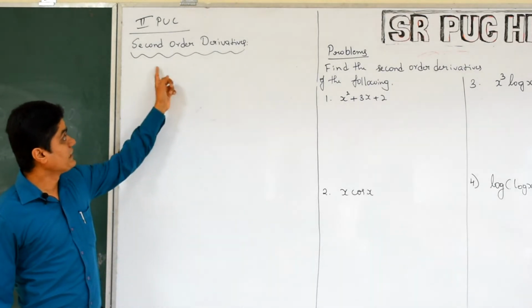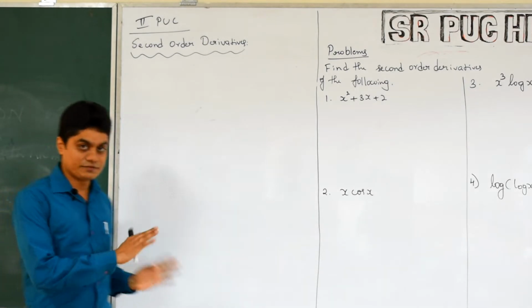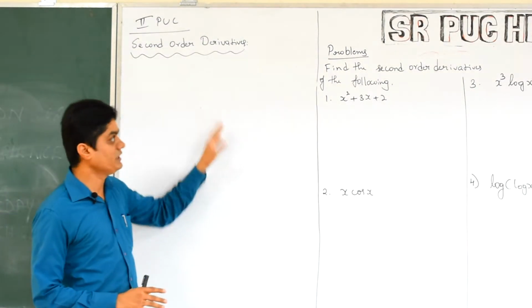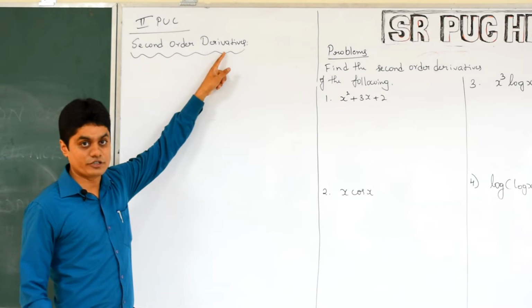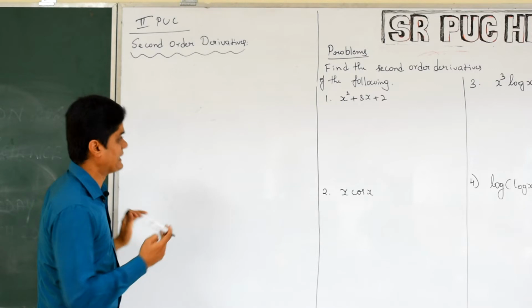Today we are going to take the last part of derivatives, which is called second order derivative. Whatever you learned in the first part, like first order derivative, is the same, but we are going to take one extra derivative for the given functions. So let me start with a simple example.